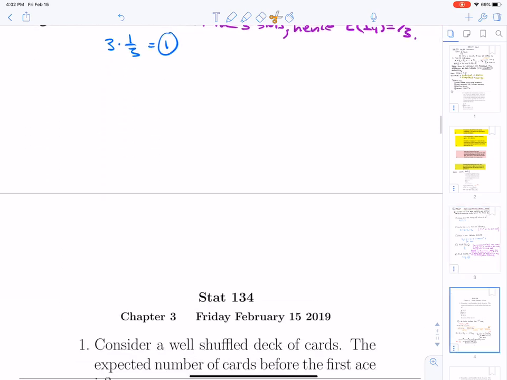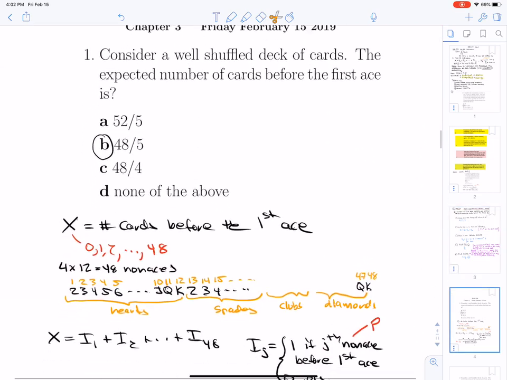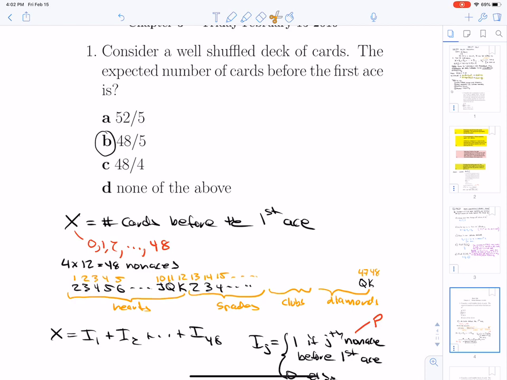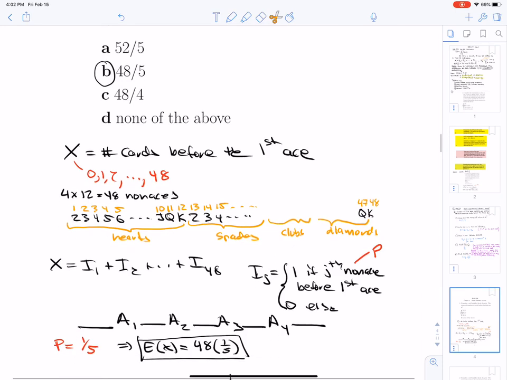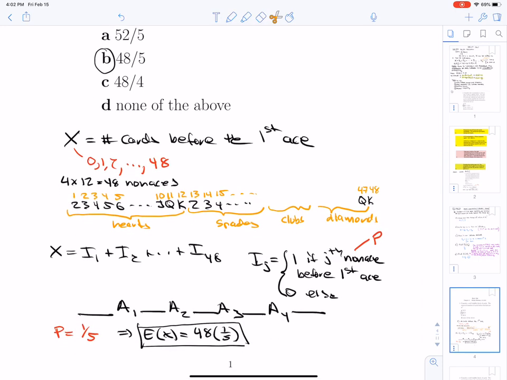So then we did a concept test. Consider a well-shuffled deck. The expected number of cards before the first ace is, so it's 48 over 5. Essentially, you have 48 non-aces, and we have 4 aces, hence we have 5 slots, as shown in the picture here.